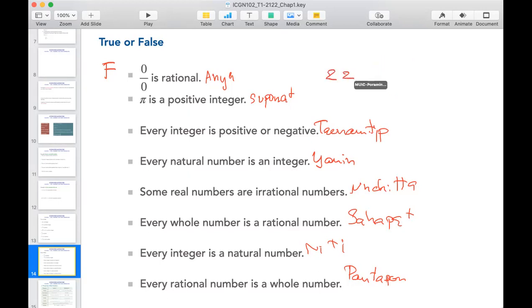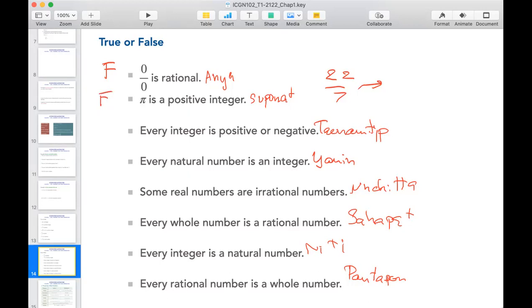When you want to use, you may say that it's 22 over 7, but when you divide it, it's a decimal number anyway. So pi is not a positive integer. A positive integer must not have decimal points. Okay, so it's false, unfortunately.